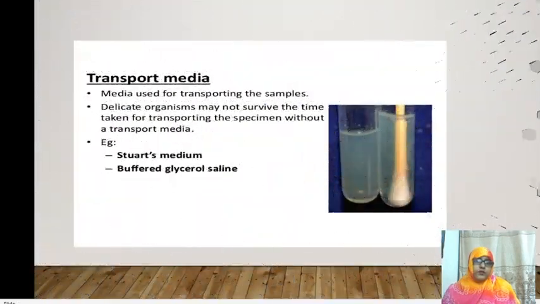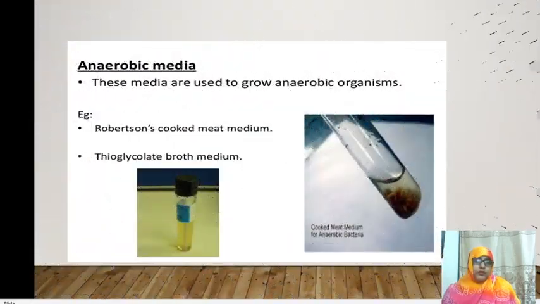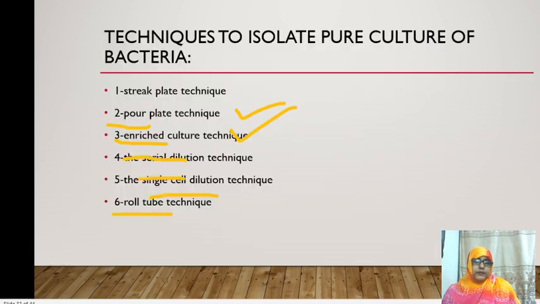Further, the transport media basically for transporting the sample from one place to the other place without any destruction. Stewart media and glycerol saline buffer media are basic examples of this transport media. Anaerobic media to grow those organisms which are basically anaerobic in nature, which survive in the absence of oxygen. Robertson cooked meat medium and thioglycolate media are basic examples.